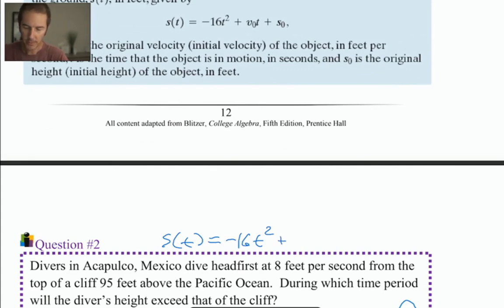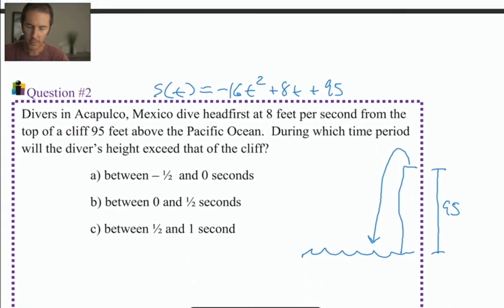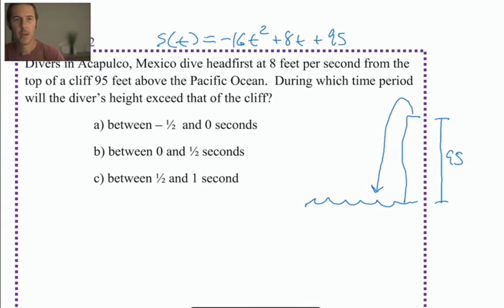Plus our initial velocity, which is 8 feet per second, so times t plus our starting height of 95 feet. And all of a sudden we have ourselves a polynomial. Now this section is supposed to be about polynomial inequalities, so when does that happen? Well, we want to know the time period during which the diver's height is going to exceed that of the cliff.